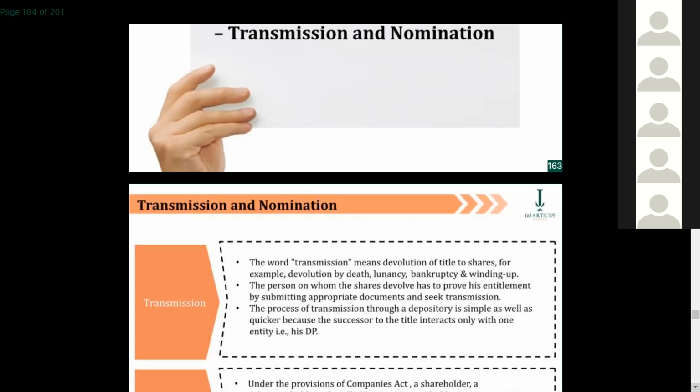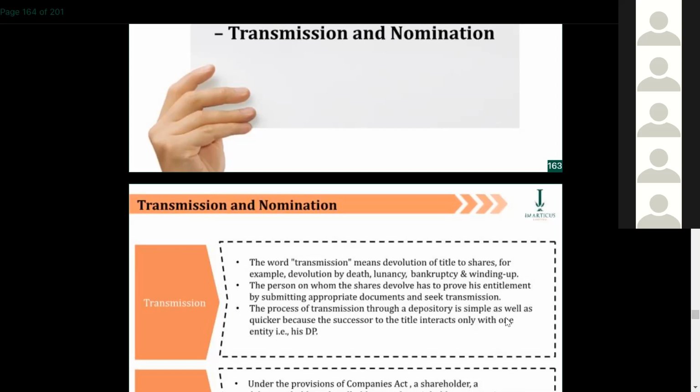Ma'am, I think identity proof of the person whom he wants to transfer. Correct. So the investor is deceased and he has nominated someone. So nominee will have to prove that he is that person. So yeah, he'll have to submit his ID and address. Okay.